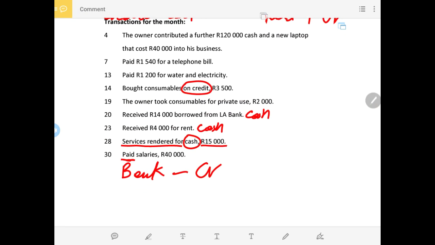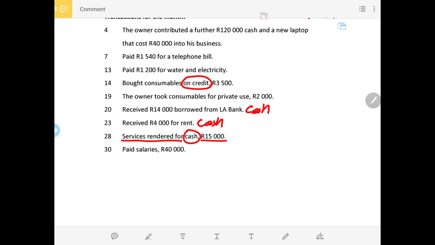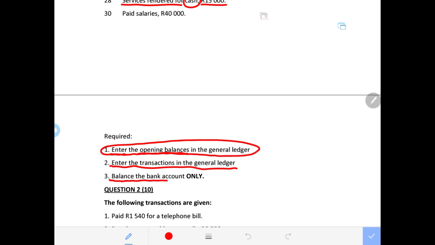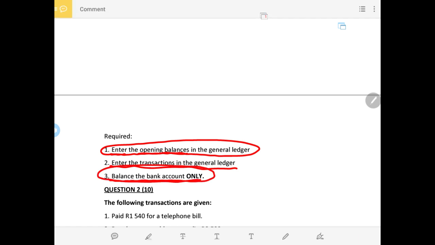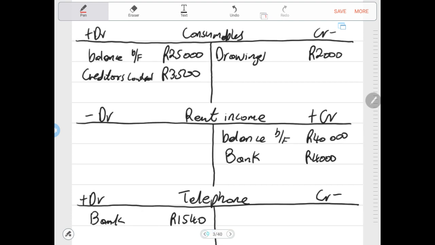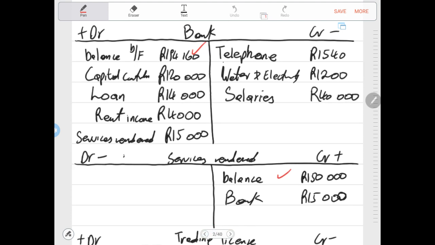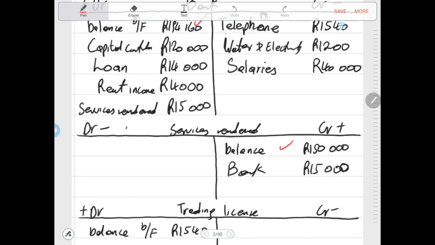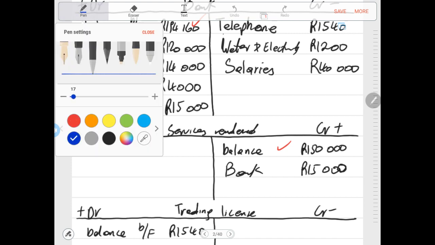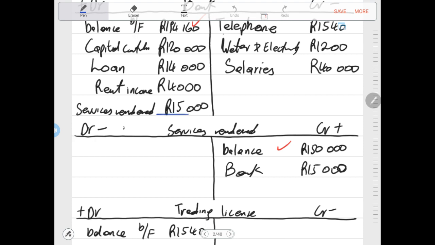I want to highlight from the requirements that we are required only to balance the bank account. The rest are not required to be balanced. What does it mean to balance the bank account? I have very limited space under the bank account. Balancing the bank account means we are writing the total.